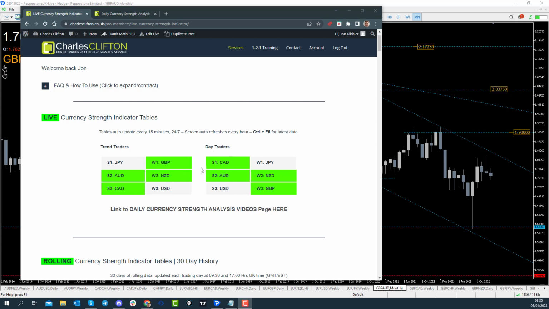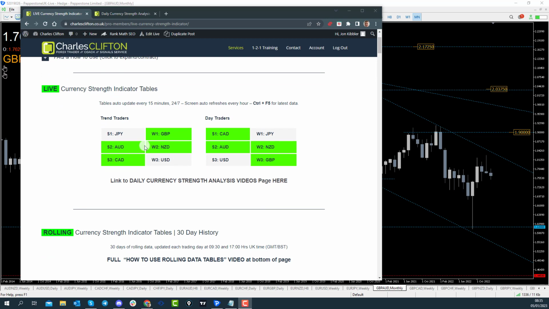You can see here some of the currencies are highlighted in green. That is showing us that there is a confluence between these two trading time frames, and that's where we'll be focusing our attention in this video. Tables auto update every 15 minutes, 24/7, so wherever you are and you have access to the currency strength indicator tables, you can get the latest update once you log in.